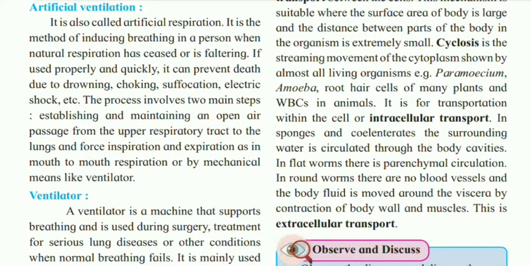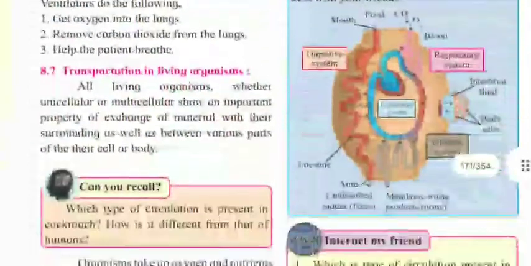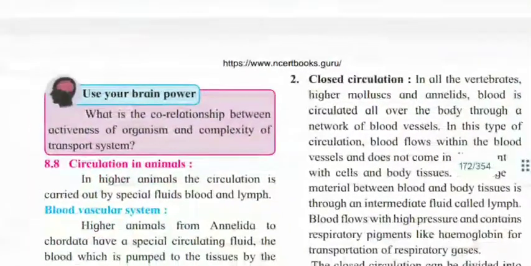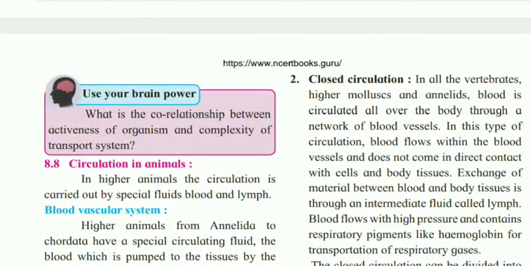In sponges and coelenterates, the surrounding water is circulated through the body cavities. In flatworms, there is parenchymal circulation. In roundworms there are no blood vessels and the body fluid is moved around the viscera by contraction of body wall and muscle. This is extracellular transport. Here after this we have circulation, which we will continue in the next part.